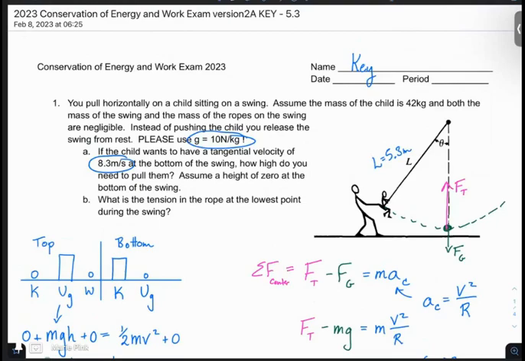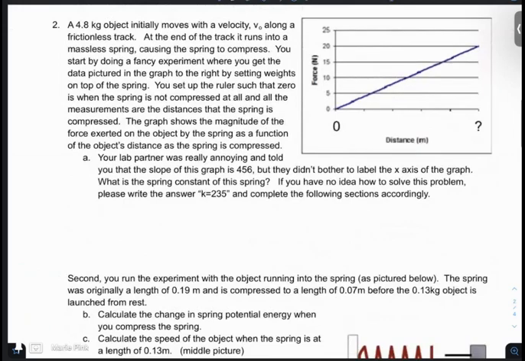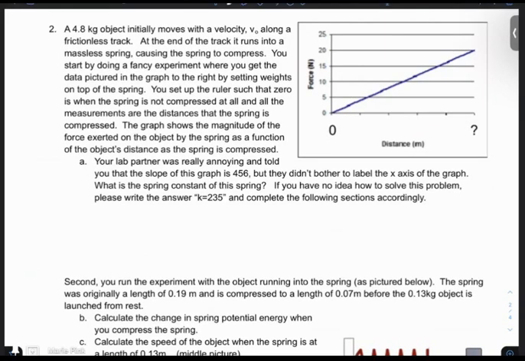So for number 2 on the conservation of energy and work exam, we're going to take a look at this graph. So this is a force versus distance graph. And we have a 4.8 kilogram object that's initially moving with a velocity v0. We don't know what that is, along a frictionless track. And at the end of the track, it runs into a massless spring, causing the spring to compress.